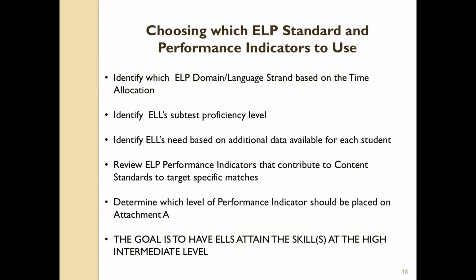Identify ELL's subtest proficiency level. Identify ELL's need based on additional data available for each student. Review ELP performance indicators that contribute to content standards to target specific matches. Determine which level of performance indicators should be placed on Attachment A. Again, the goal is to have ELLs attain skills at the high intermediate level.